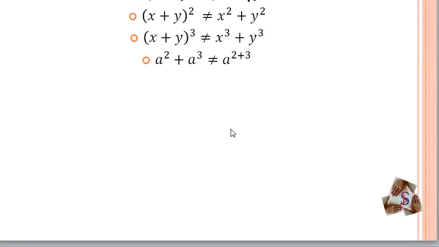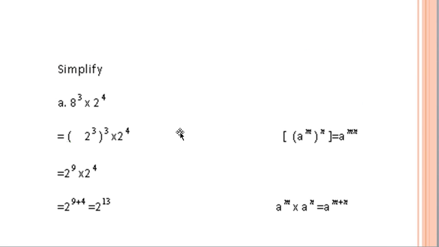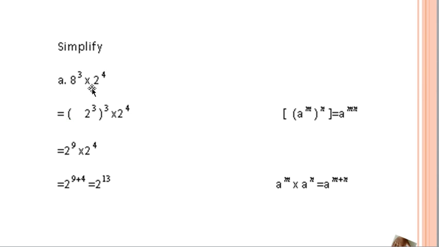Now moving on to our next section, that is the solved questions. The first one here: 8 to the power 3 into 2 to the power 4. The first thing that we need to keep in mind is to bring them to the same base. So 8, I can write it as 2 to the power 3, whole to the power 3. So we are writing it in exponential form and again there is a power.